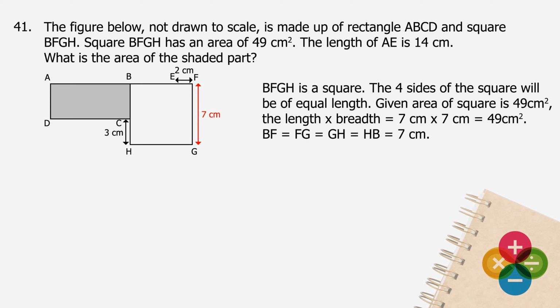The area of the shaded part will be, multiply 9 centimeters by 4 centimeters, and the product is 36 square centimeters. The shaded area is 36 square centimeters.